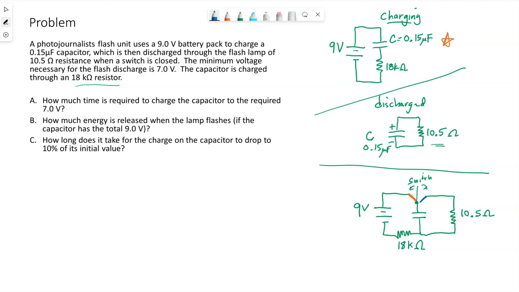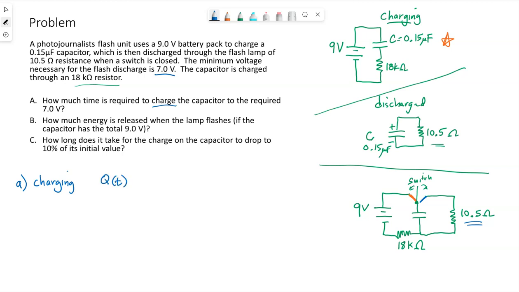All right, so our first question, how much time is required to charge the capacitor to the required 7 volts? In the problem, it told us the minimum voltage necessary for the flash discharge. So in order to get the bulb to work the way we want it to, we need the capacitor to have at least 7 volts across it. Okay, so part A, we're charging this capacitor and we want to get it up to 7 volts. So part A is a charging circuit.